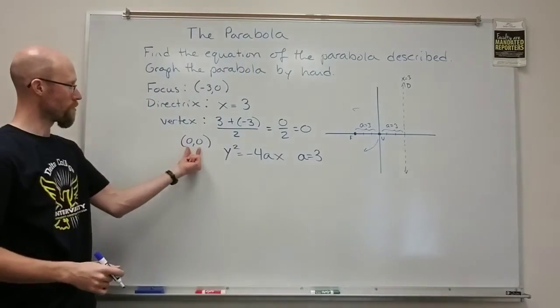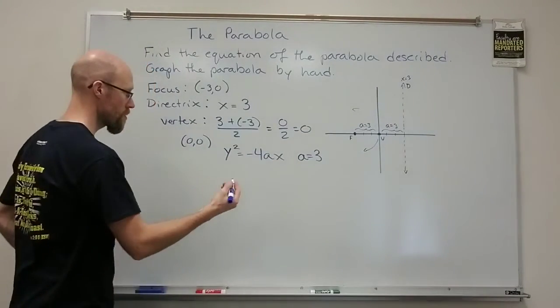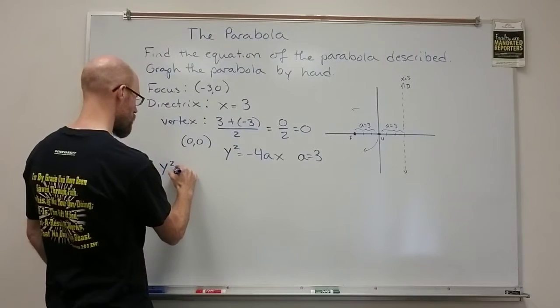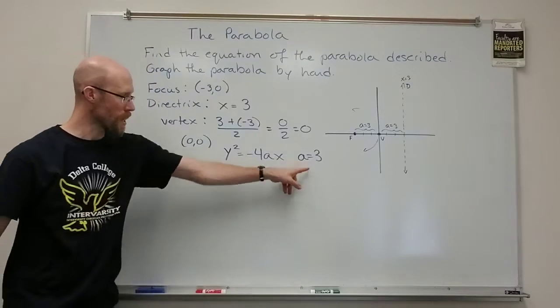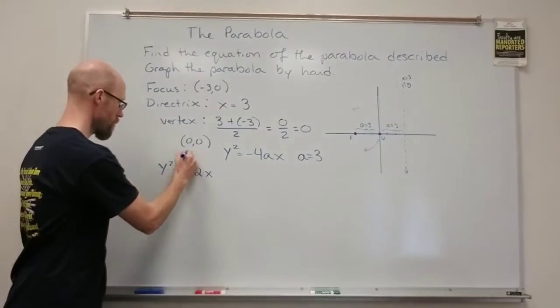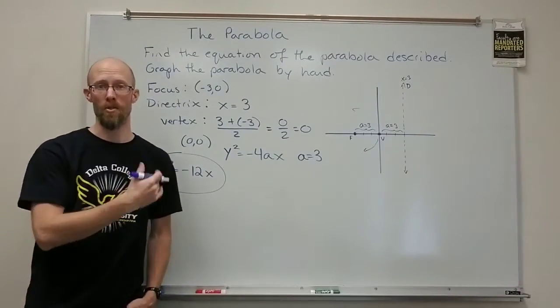I know I'm centered at the vertex, so I don't have to shift. I don't have to put the h and k in there to shift this. So my equation then, y squared is equal to negative 12x. Right? When I put the 3 in for the a, I get negative 12 there. That's the first answer, right? That is the answer to the first question.